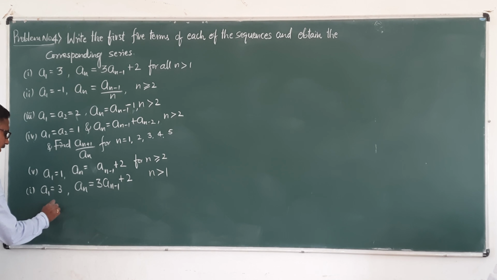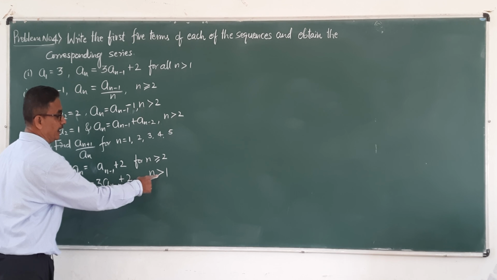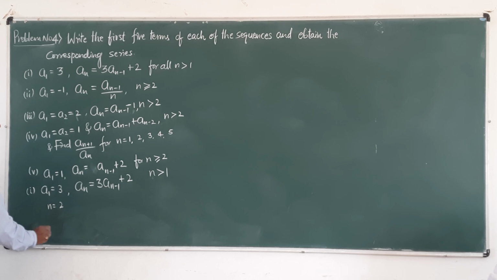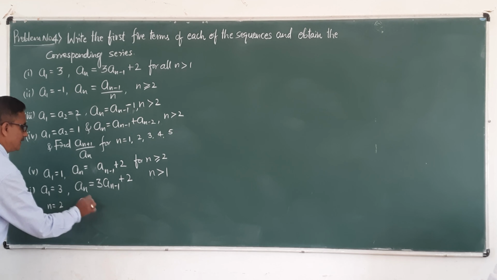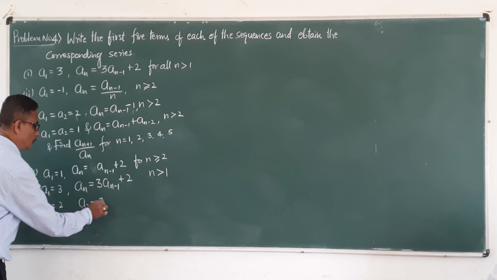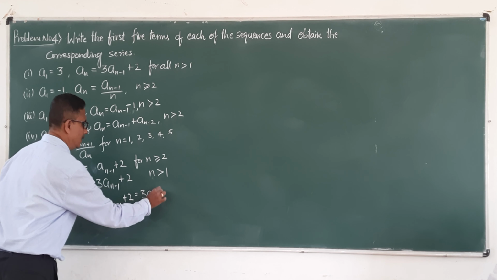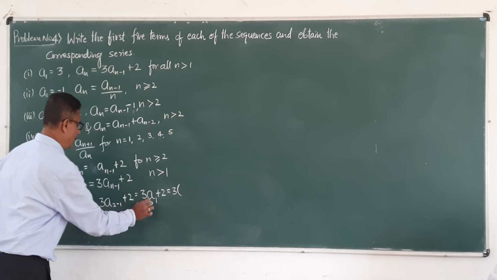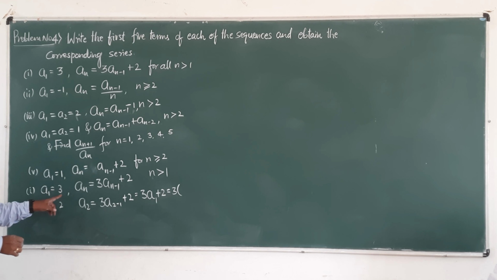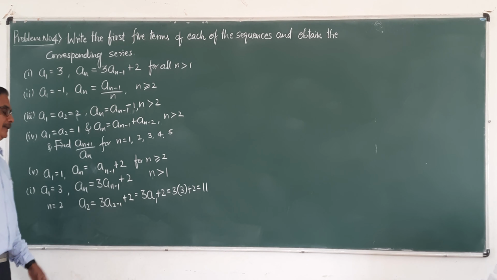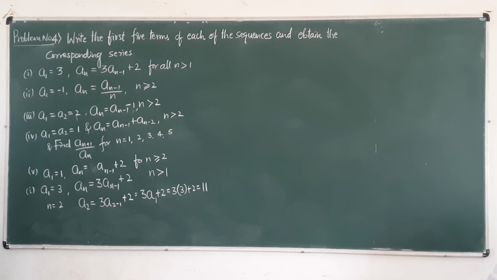Now here take n is equal to 2. Don't take n value 1 because the condition is that n should be more than 1. Take n is equal to 2. a2 is equal to, put n value 2, 3 a2 minus 1 plus 2. That is 3 a, 2 minus 1 is 1, plus 2. That is 3. The value of a1 is given. That is 3 plus, 3 3s are 9, plus 2, 11. So second term a2 value is 11.